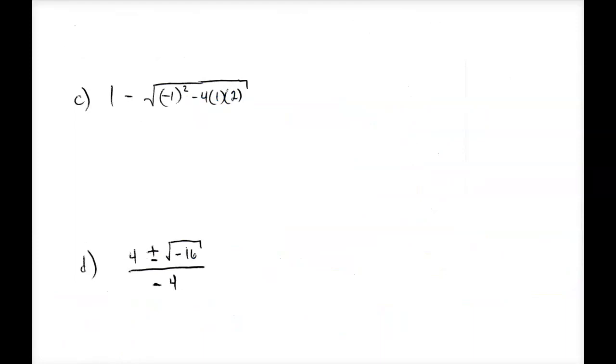So for our next set of examples, we'll start with example C. We're going to evaluate everything that is under the radical first, and then we'll deal with what that result is when we get there. So the square root of -1 is just 1, minus 4 times 1 is 4. 4 times 2 is 8. Okay. So we see here that this just ends up being 1 minus the square root of -7.